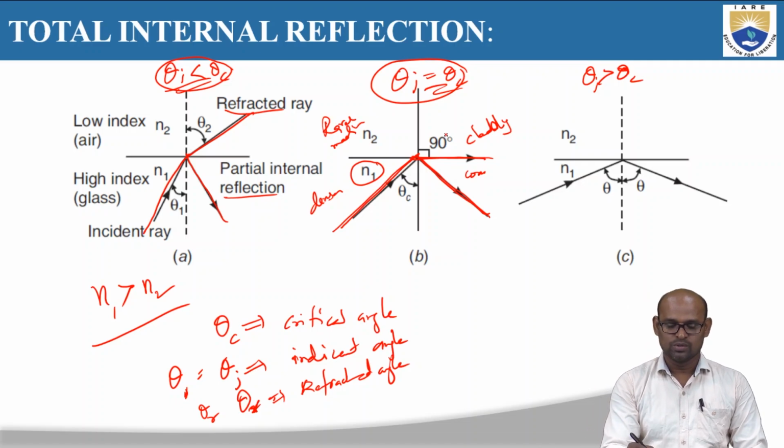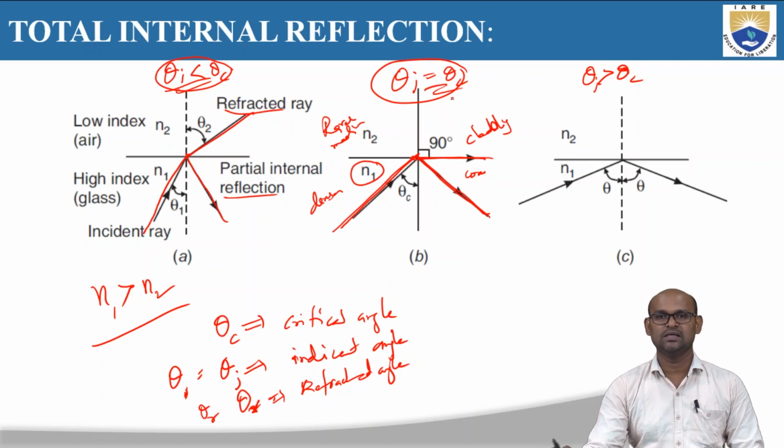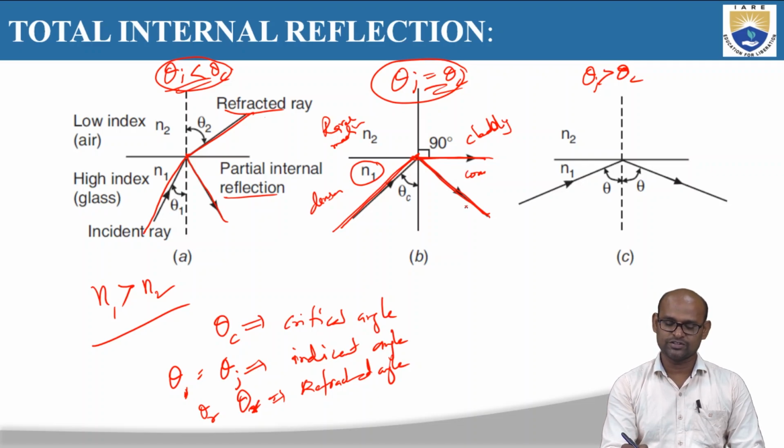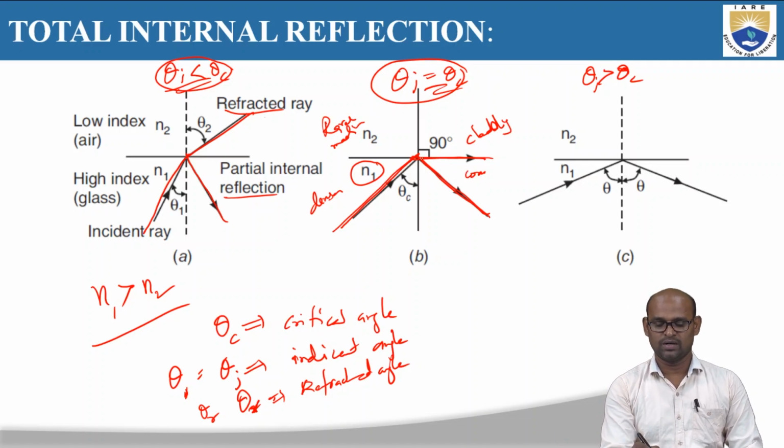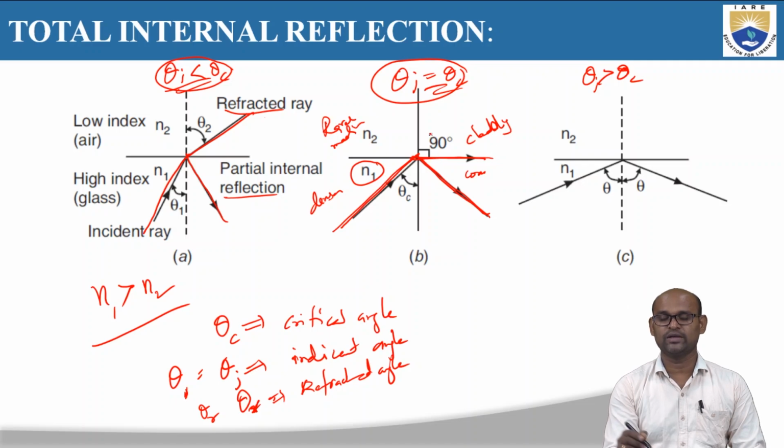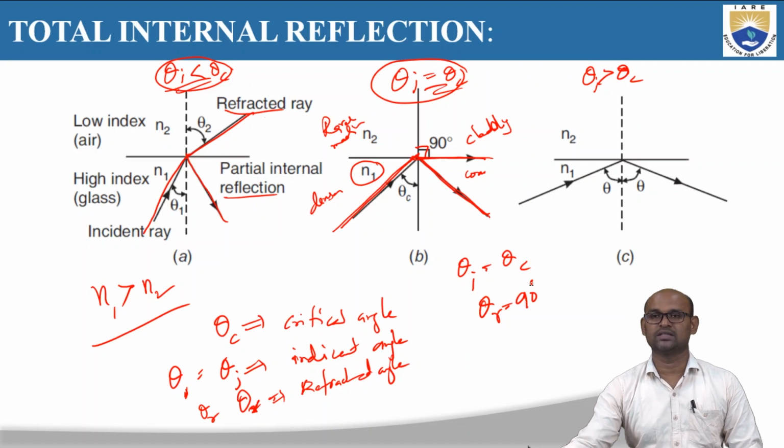So when theta I is less than theta C and when theta I is equal to theta C, there is reflection and refraction. In the theta I equals theta C condition also there is reflection and refraction, but with an angle of refraction of 90 degrees. So when theta I is equal to theta C, we need to point out that the angle of refraction is 90 degrees.